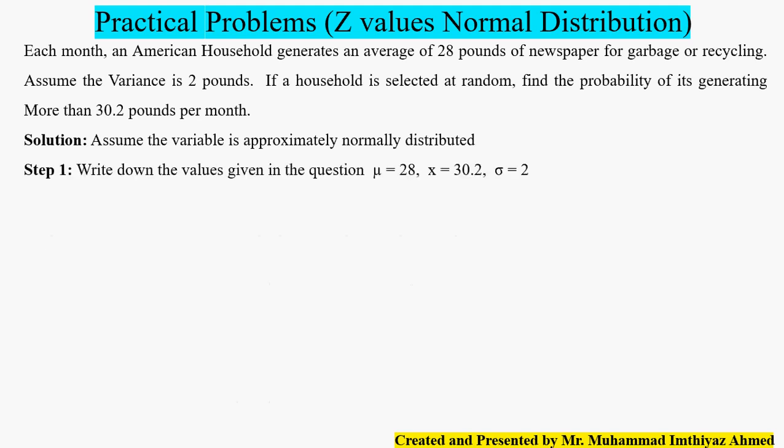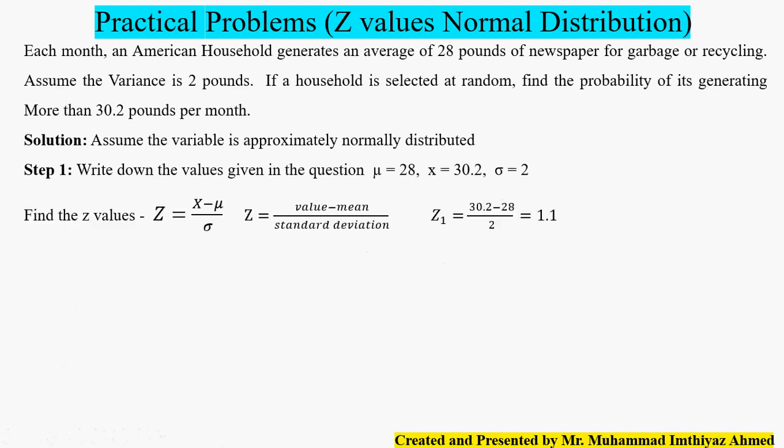Step 1, we need to write down the values given in the question. First, our population mean is 28 pounds as I move the pointer, and our x is 30.2 pounds given in the problem, and our variance is 2 pounds. This is also given in the problem. So first, let's find the z values.